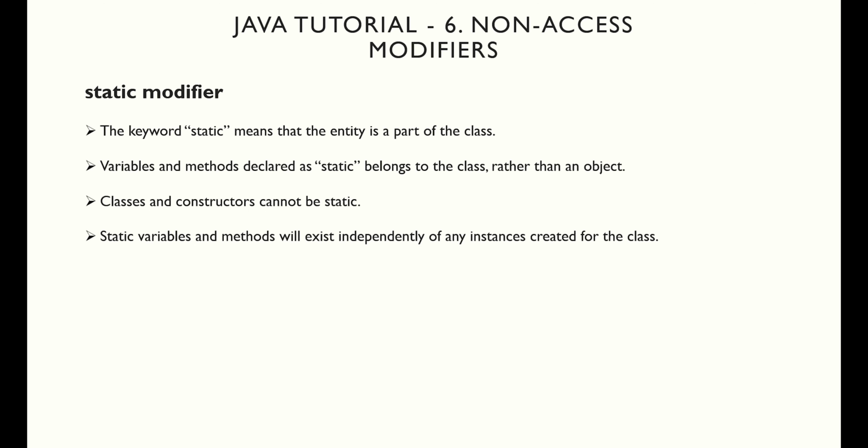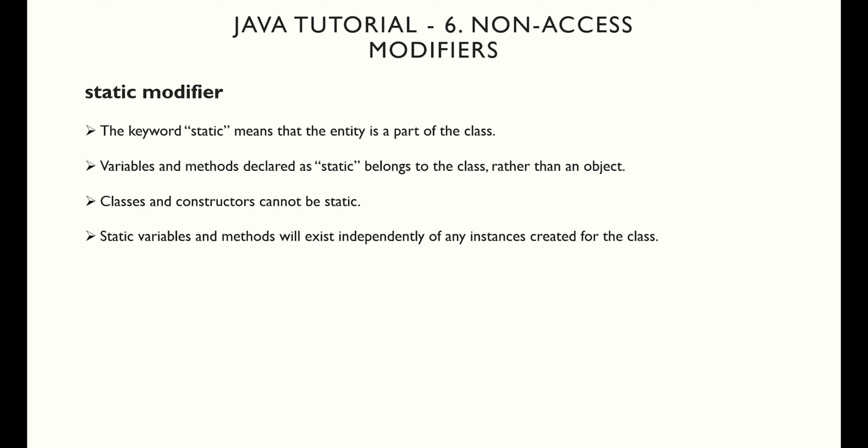Static variables will exist independently of any instances created for the class. Only one copy of the static variable exists regardless of the number of instances of the class. Static variables are also known as class variables. Local variables cannot be declared static.